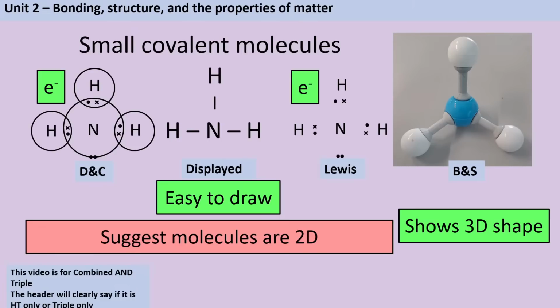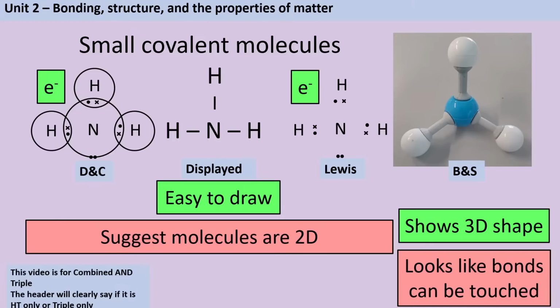And then also the dot and cross diagram and the Lewis diagram both make it really clear that the bond is just shared pairs of electrons. Whereas that ball and stick model, again, makes it look like a physical thing that you can reach out and touch. And that's just not accurate.